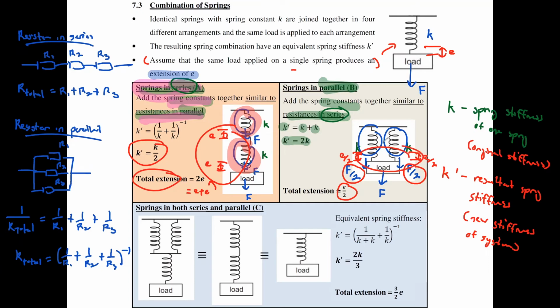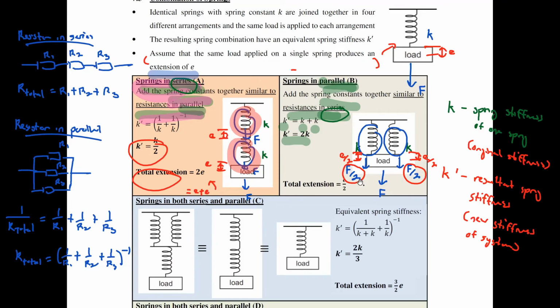But this one, they are not arranged in series. They are arranged side by side. So you cannot just simply add up the extensions together. Here, your total extension is just E over 2. Okay, so this is for this.